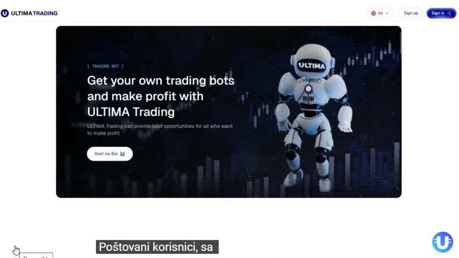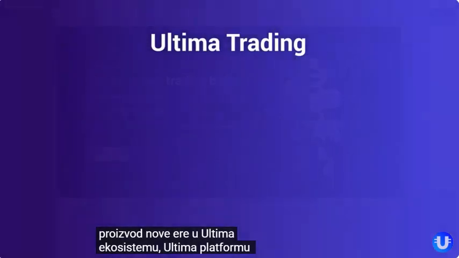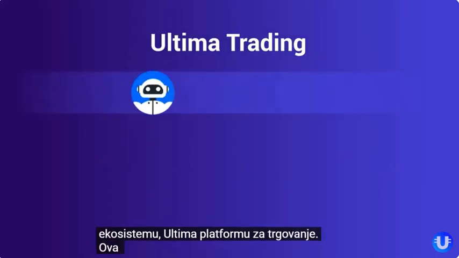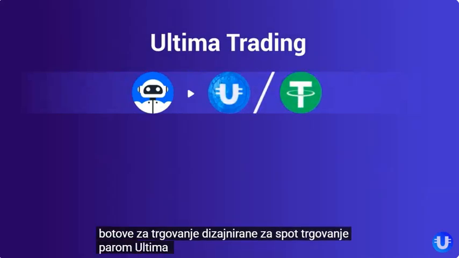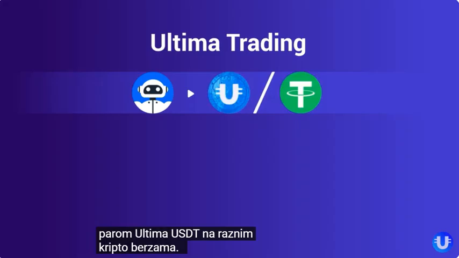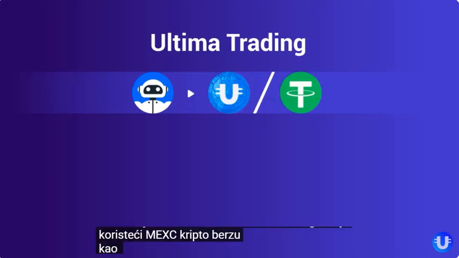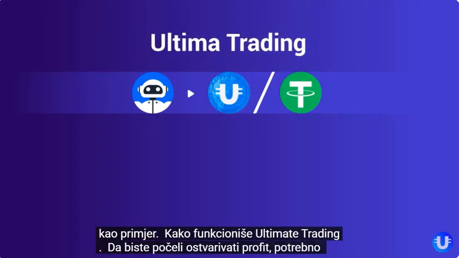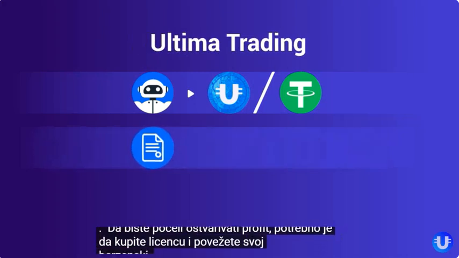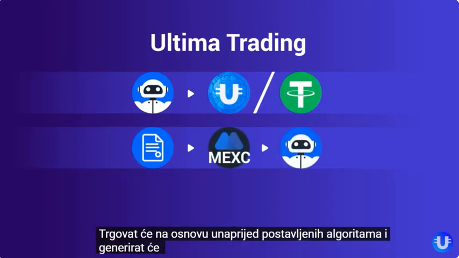Dear users, we're pleased to introduce a product of the new era in the Ultima ecosystem, the Ultima trading platform. This platform offers automated trade bots designed for spot trading in the Ultima USDT pair on various cryptocurrency exchanges. In this guide, we'll explain how the trade bot works, using the MEXC cryptocurrency exchange as an example of how Ultima trading works. To start getting profit, you need to purchase a license and connect your exchange account to the bot. It will trade based on preset algorithms and generate profit for you.